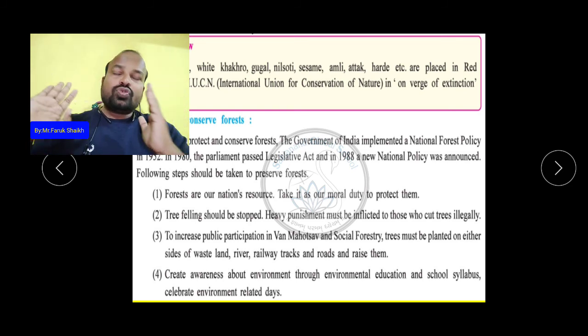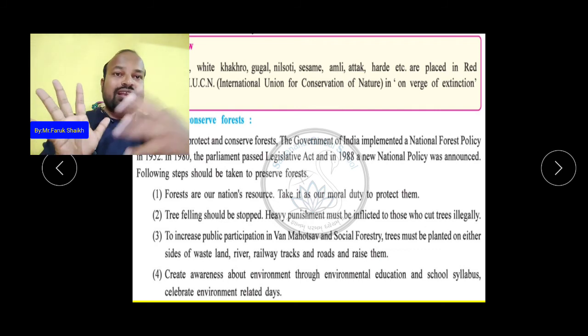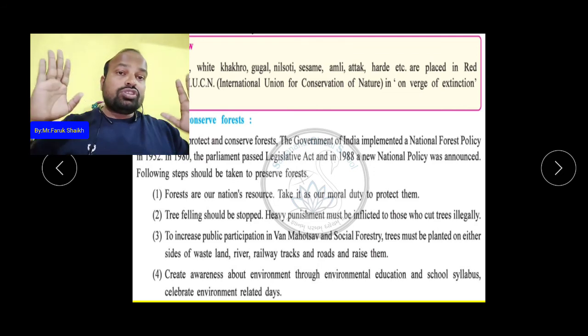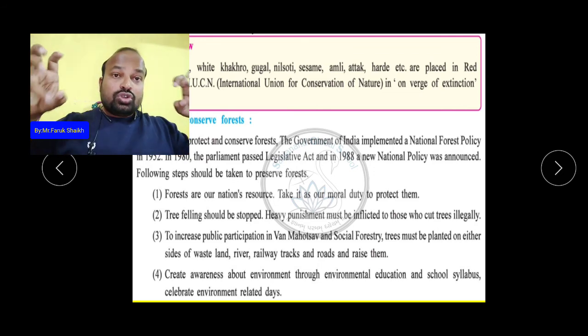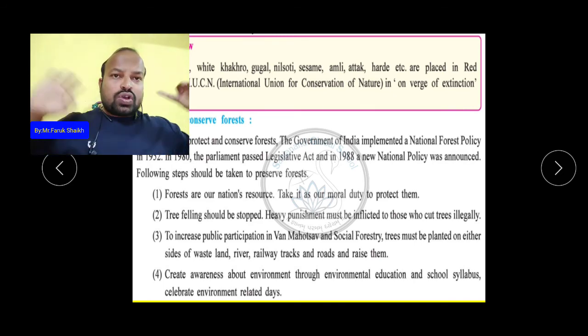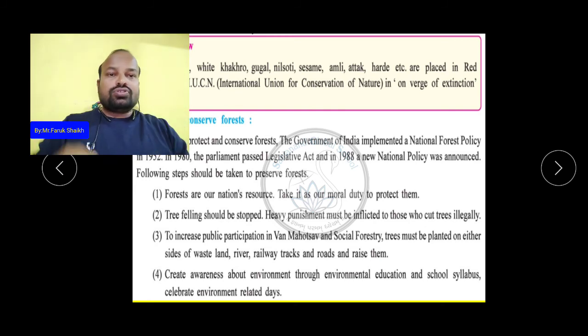Okay, if you grow the trees on the river banks, it also decreases the flow of the water and decreases the flood, on the railway track and on the roads, raise them. If on both sides of the road there are trees, they also reduce the noise pollution. And around big factories, if there are trees, they also reduce the noise pollution.